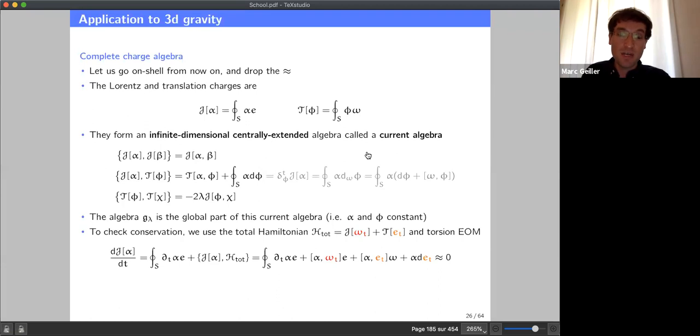So we have the impression that this algebra doesn't close, in fact. And in a sense, this algebra does not close, because of this central term. But it's an acceptable non-closure of the algebra, precisely because this term is central.